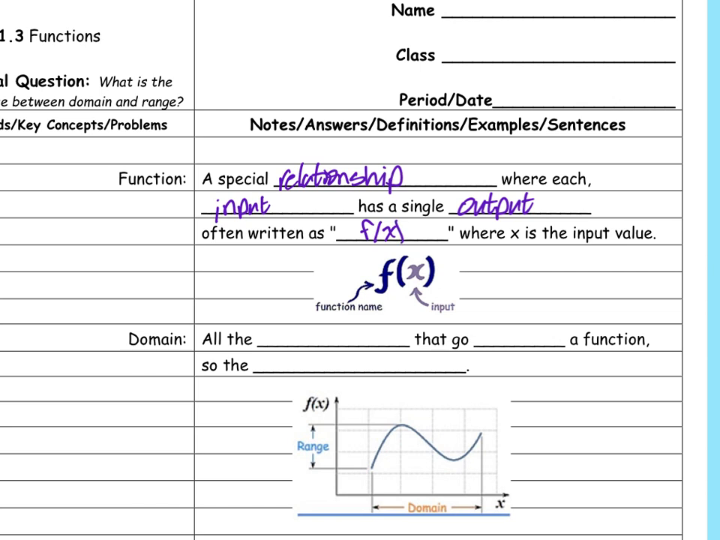Okay. F is my function name. X is the input. You've also seen g of x, h of x, r of x, a of x, b of x, tons of them, with a different function name here, just in parentheses with x there. So that's a definition of a function.